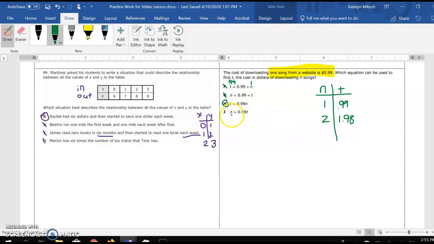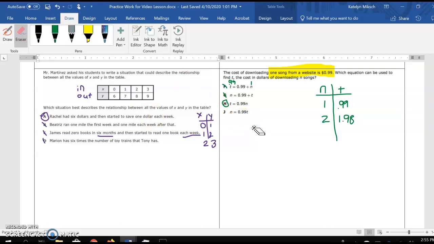And then the last one wouldn't work because it has the number of songs, so that would be 1 equals 99 cents times the cost, so that would be 1 equals 99 cents times 99 cents. And again, we know that would not be 1. I was trying to do a parentheses right there, but you know what I mean. So H is the correct answer.